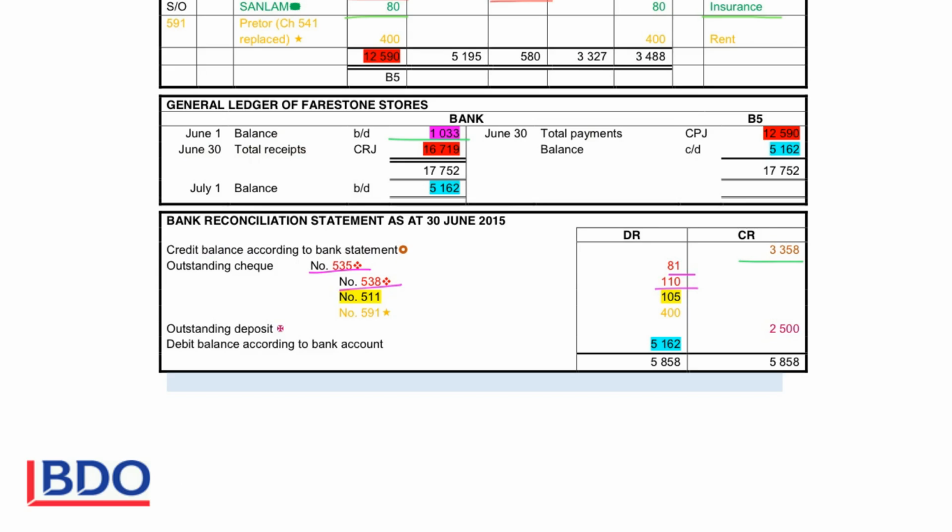And the outstanding deposit will be entered on the credit side of the bank reconciliation statement to indicate that the bank will enter this 2,500 as a deposit during July 2015.